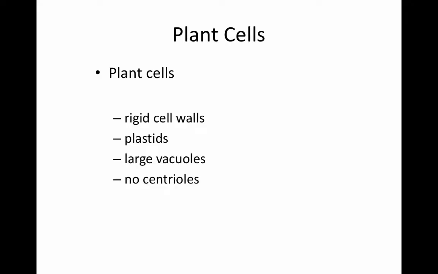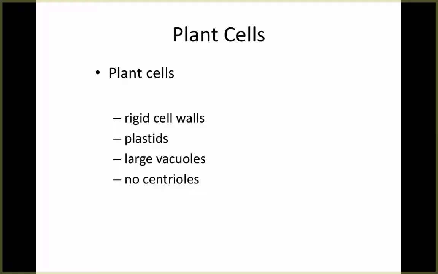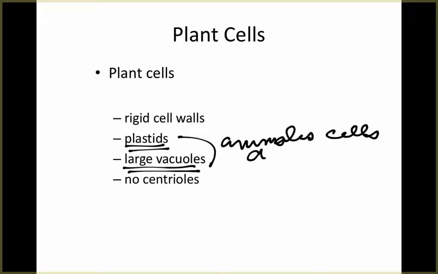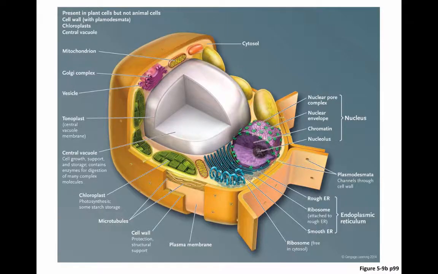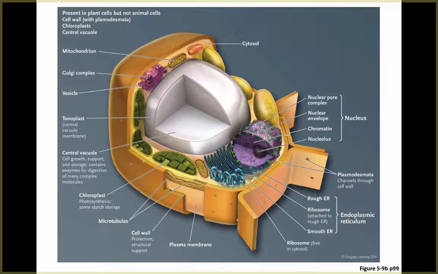In plant cells, these guys are really rigid. They have things called plastids that help with energy. They have a large central vacuole. Now, to let you know, the large central vacuole and plastids, animal cells do not have. And these guys don't have centrioles. And so you should be able to identify this plant model.